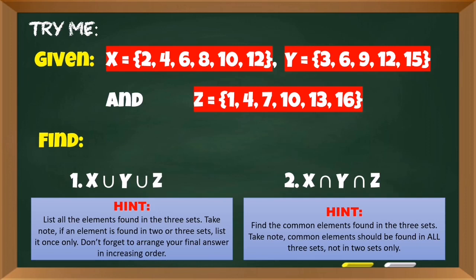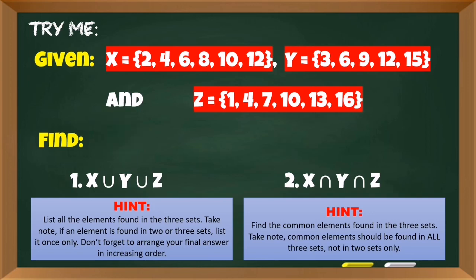Now, I have a challenge for you. Given the three sets, set X, set Y, and set Z, find number 1, X union Y union Z, and number 2, X intersection Y intersection Z. For number 1, I have here a hint. List all the elements found in the three sets. Take note, if an element is found in 2 or 3 sets, list it only once. Don't forget to arrange your final answer in increasing order.